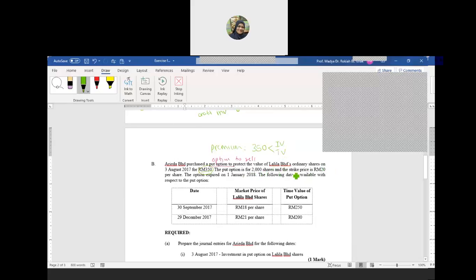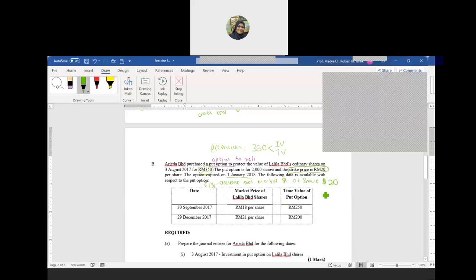So the strike price for the put options here is 20 ringgit per share, and the options will expire on 1st of January 2018. In this case, we don't know the market price of Lalila, so we assume that the market price of the share on 3rd of August is equal to the strike price, which is 20 ringgit. If you have this information, then you can do these motions here.